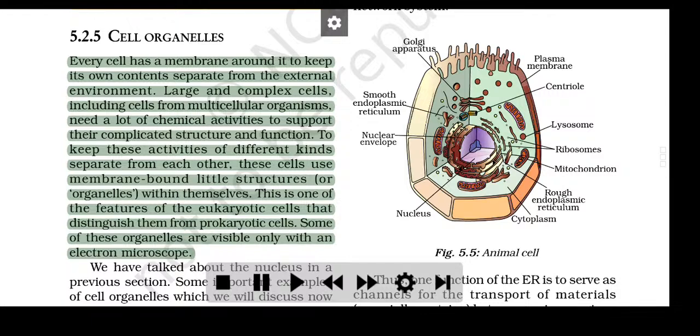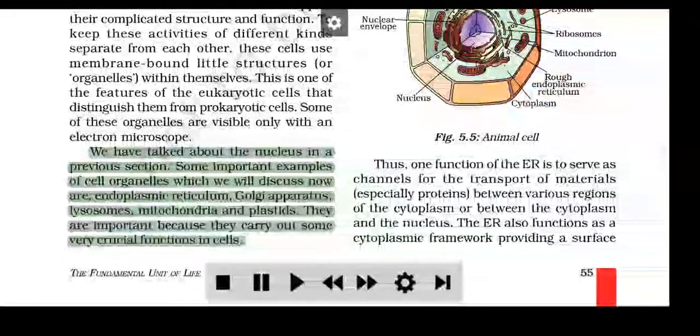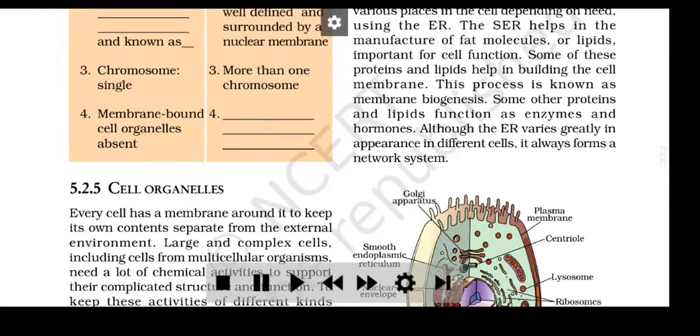Some of these organelles are visible only with an electron microscope. They include the nucleus, endoplasmic reticulum, Golgi apparatus, lysosomes, mitochondria and plastids. They are important because they carry out some very crucial functions in cells.